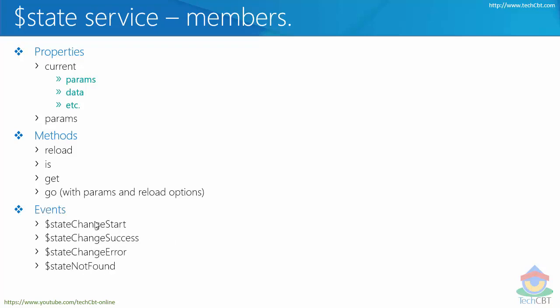Apart from the above, you also have all these particular events. Those are state change start, state change success, and so on. These are the events which are mainly used to keep track of the navigations you are doing across your application. Whenever you switch from one state to another, these are the state related events which are going to be fired.